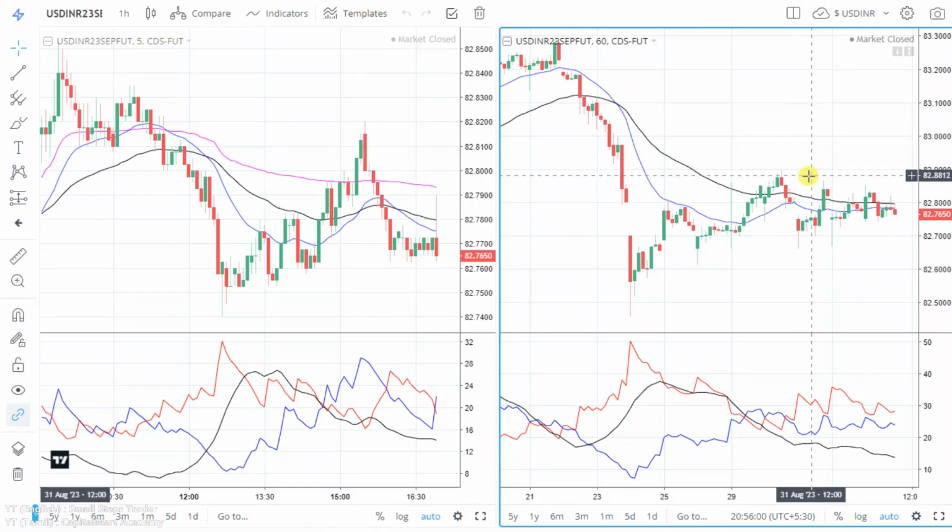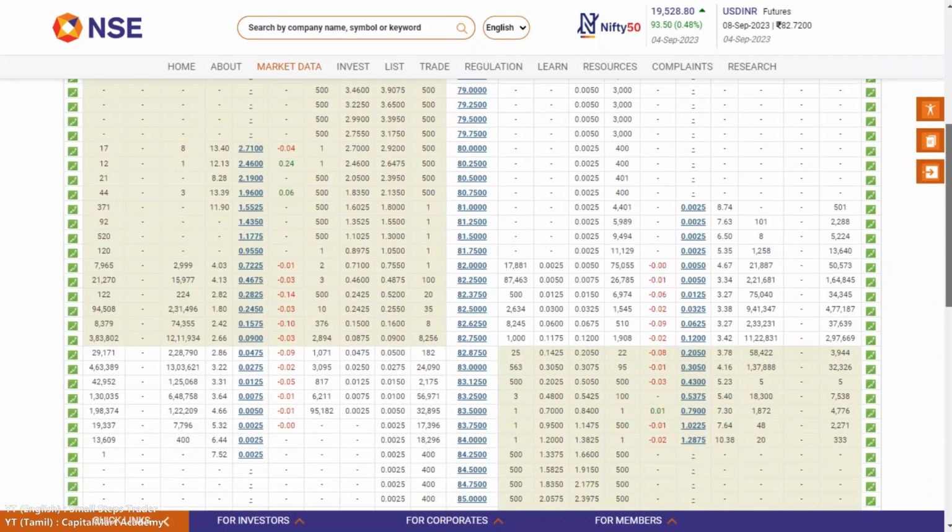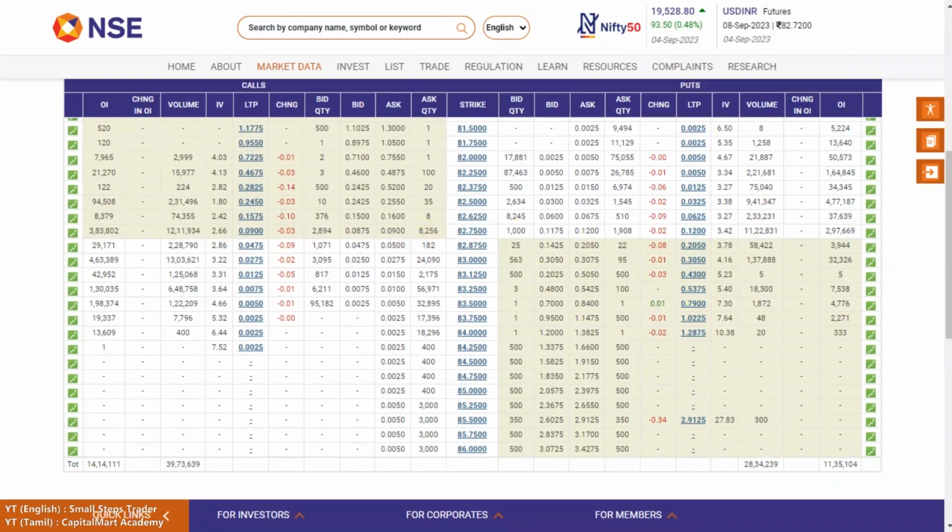Now we will look at the option chain. So 8th is the weekly expiry. Today the RBI reference rate is 82.74. So according to the RBI reference rate, this is the place, here it is closing.